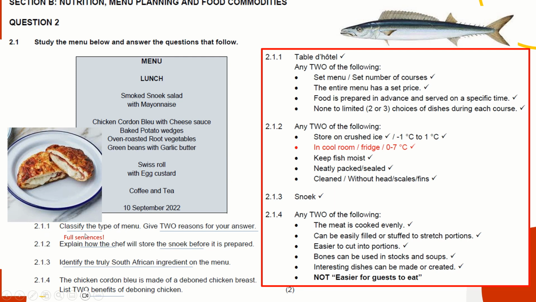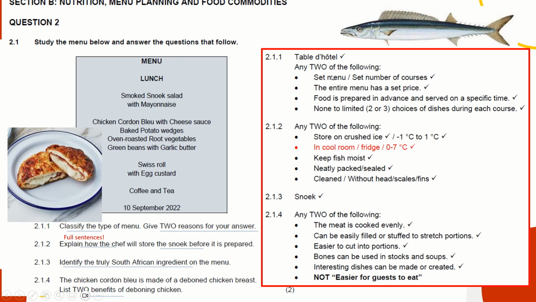2.1.1, here you need to classify the type of menu, but please don't stop reading there. You also need to give 2 reasons for your answer. So firstly, this question will count 3 marks. Firstly, you need to mention the type of menu. It is a table d'hôte menu. And then you need to give 2 reasons why you've said it is a table d'hôte menu.